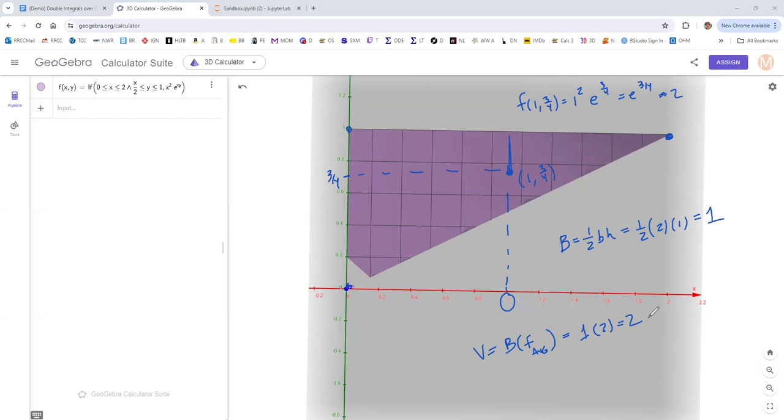And then also, if there's some part of the function that's above the xy plane versus below, you need to account for that with positive and negative volumes.